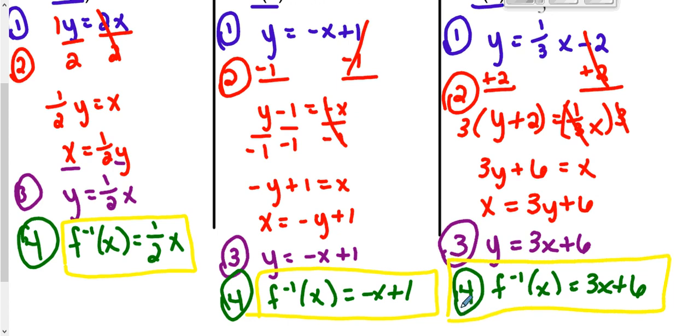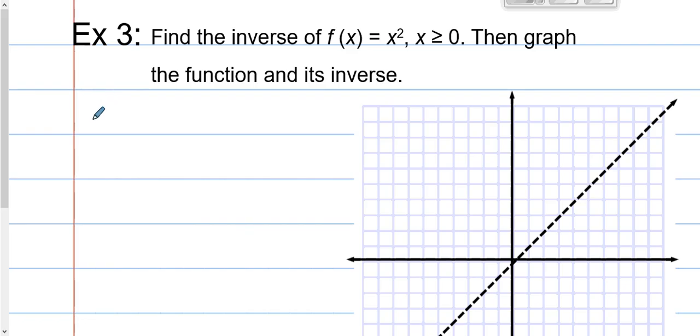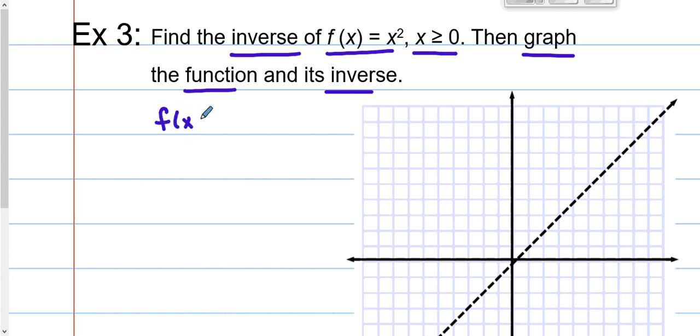All right. From there, we are going to go ahead and move on to example 3. Example 3 does have some graphing, and it says find the inverse of f of x equals x squared when x is greater than or equal to 0, then graph the function and its inverse. So we'll have some graphing experience here. So first of all, we're going to start off with f of x equals x squared, because that is the function we are given.